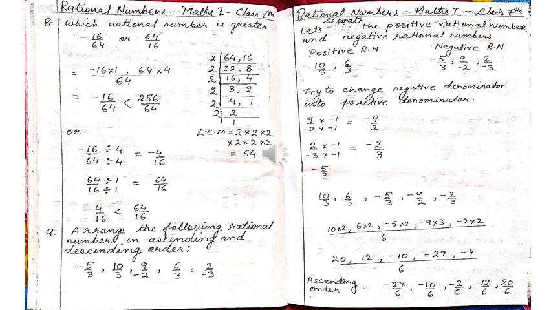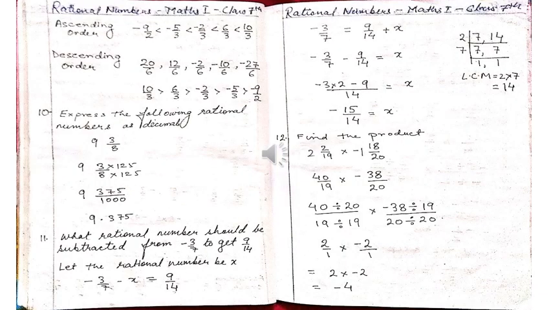that the biggest negative number is the smallest and the smallest negative number is the biggest. Arrange it in that way, and you know that whatever the biggest negative number is, it will be the smallest compared to the positive numbers. Clear? In this way you arrange it in ascending form. That will come as minus 27 upon 6, minus 10 upon 6, minus 2 upon 6, 12 upon 6 and 20 upon 6.